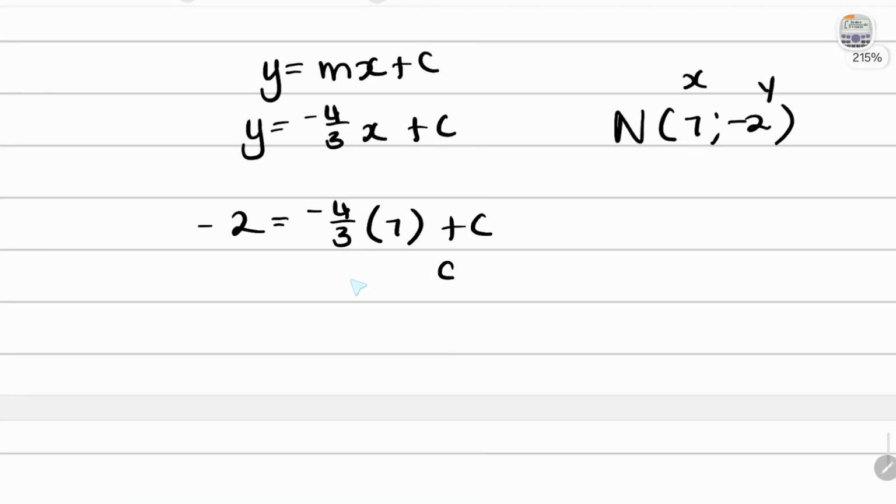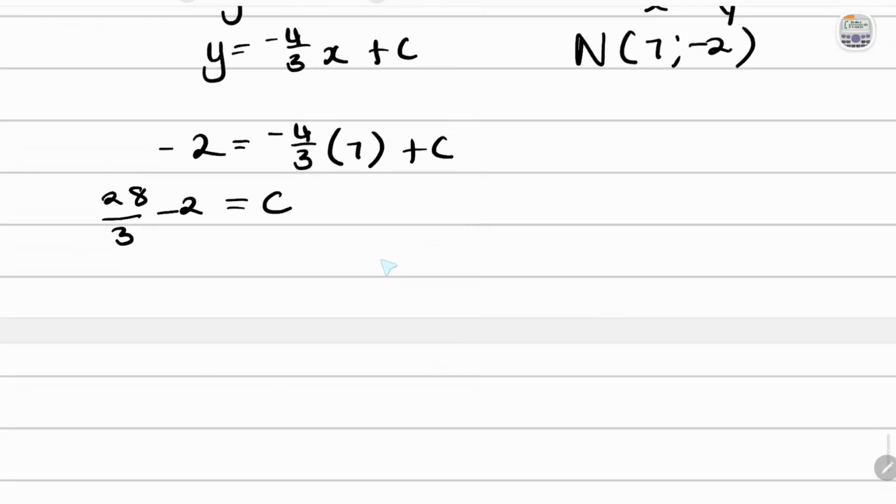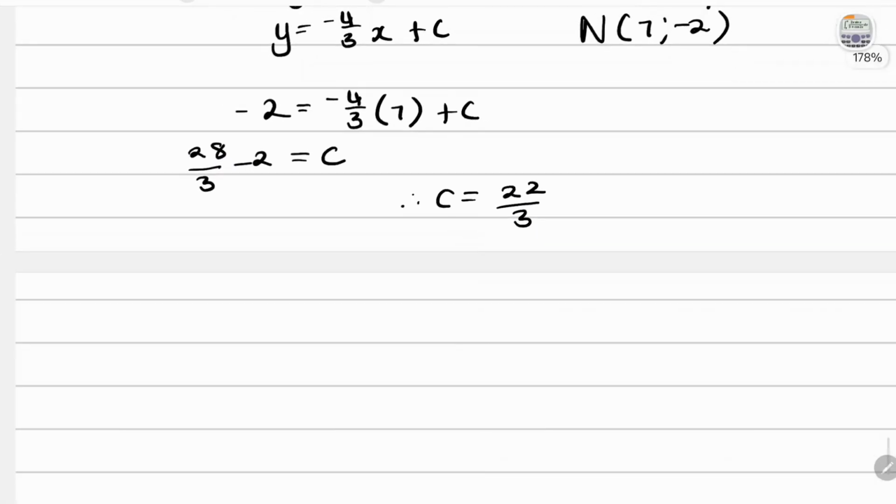So c is finally equal to, if you multiply these, they become negative, and if you take them over, they become positive. So here they're going to be positive 28 over 3, because 4 times 7 is 28. So -2 is equal to c, and that's how we find c. Therefore, c is finally equal to, they just have to both be over 3. What's 28 minus 6? That's going to be 22. So 22 over 3 is going to be your y-intercept.